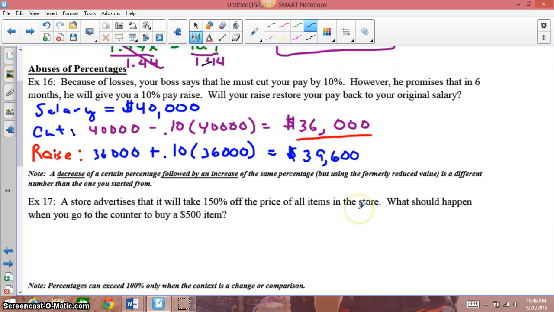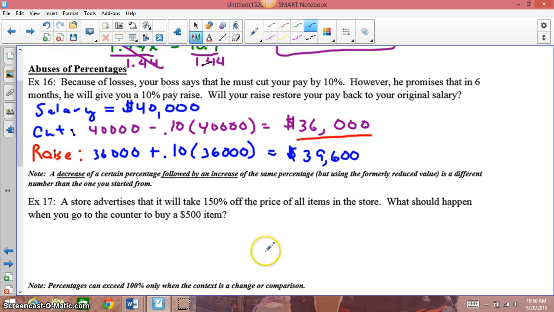In example 17, a lot of times this is something that even I've been guilty of. I'll say, oh, I'm 120% sure that this is the way something is. But in all actuality, the only time that we should be using a percentage over 100% is whenever we are talking about a change or comparison of some sort.